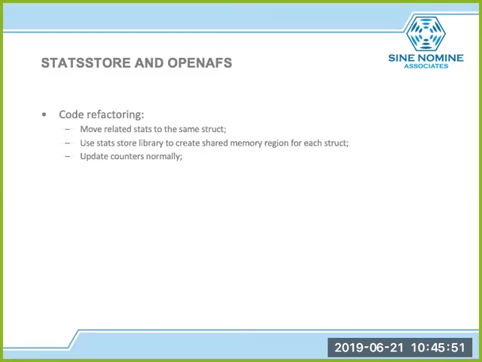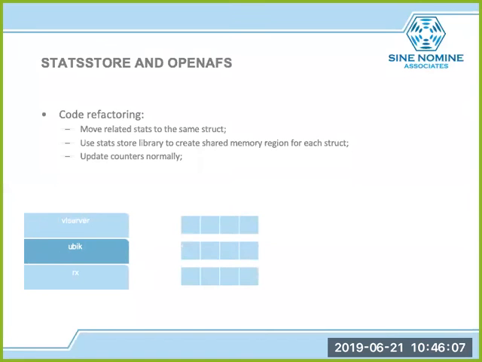We had to move some stats to the same script, and we had to use the StatsStore library to create the shared memory for each script. I have an illustration here to show you how it looks. We have 3 different layers, and each layer is going to have shared memory. We write the stats from each layer to that shared memory. The StatsStore gets the stats from that shared memory.